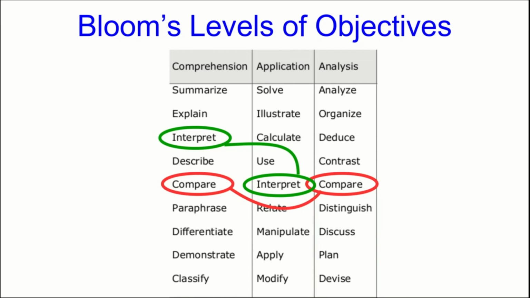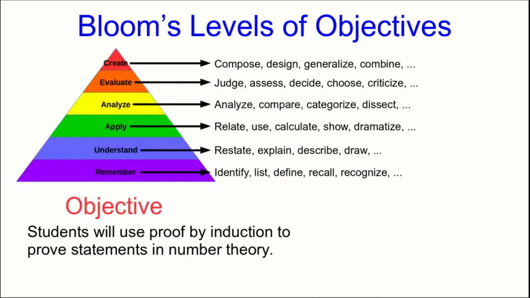Also, there's an additional problem that certain disciplines use certain words in very specific ways, often to mean quite different things from the everyday use. So here's another example. Again, this is an objective that I gave as an example in Lecture 1, where students are to use proof by induction to prove statements in number theory. Now the verb seems to be use, and that appears in the keyword list for apply.